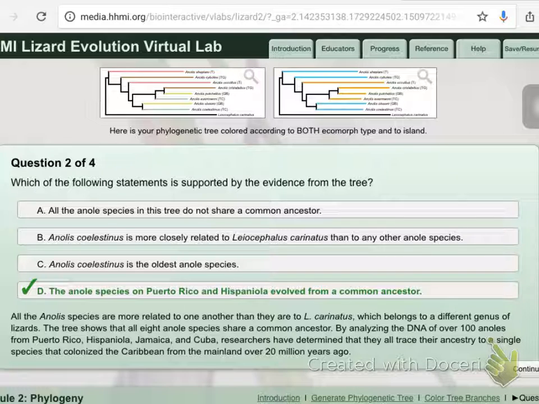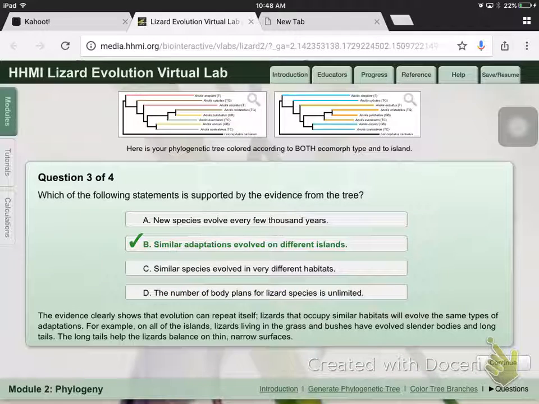The animal species of Puerto Rico, and which of the following statements is supported by evidence from the tree? All these species descended from a common ancestor, evolved from a common ancestor. Yeah. Which of the following statements is supported by evidence from the tree? Similar adaptations evolved on different islands. Yes.